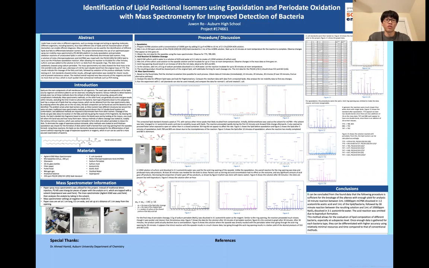Today, I would like to discuss with you my project on the identification of lipid positional isomers using epoxidation and periodate oxidation with mass spectrometry for improved detection of bacteria. As many may already know, various methods to detect bacteria already exist, including PCR. But these methods often require expensive equipment and material and are also time-consuming. The goal of my project is to develop a new method for bacteria detection that uses minimal resources and takes less time.